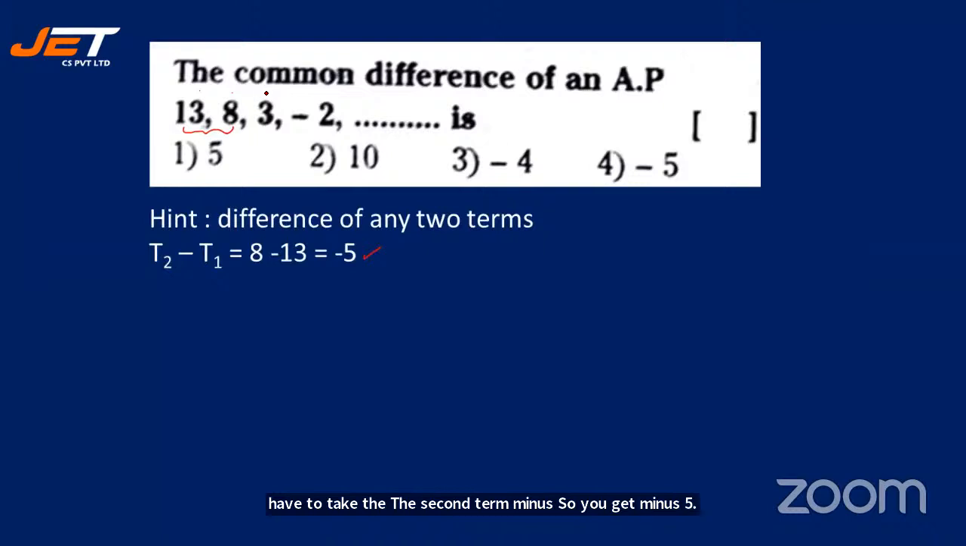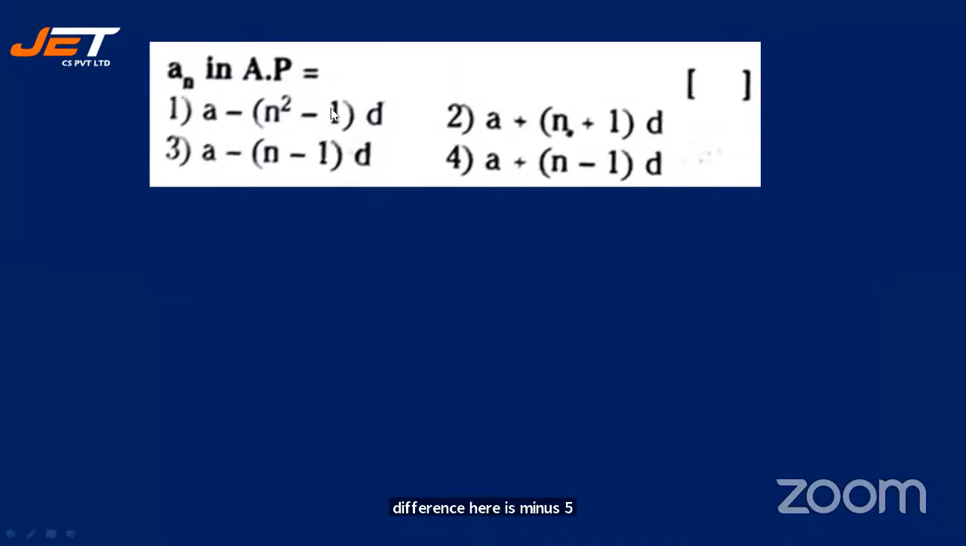Then deduct the third term minus the second term. So what is 3 minus 8? Again, you will get -5. So therefore, since the common difference is the same, you can definitely say that the given terms are in AP. But in this case, they are asking us to find only the common difference. So the common difference here is -5. All right, let's move on to the next question.